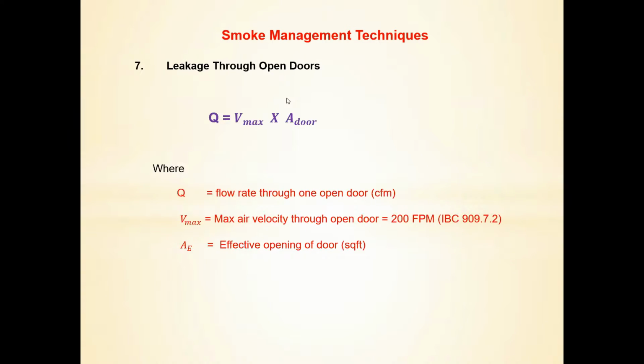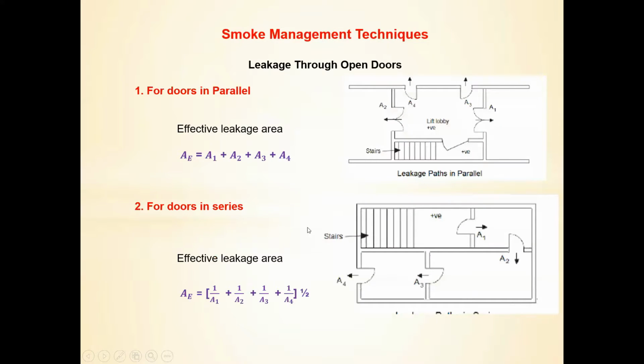Leakage through the open doors is calculated from the formula Q = V_max × A_door, where Q is the flow rate through the one open door, V_max is the maximum velocity across the open door. It is stipulated to be 200 FPM or 1 meter per second as per IBC, and A is the total effective door area through which the leakage would be happening.